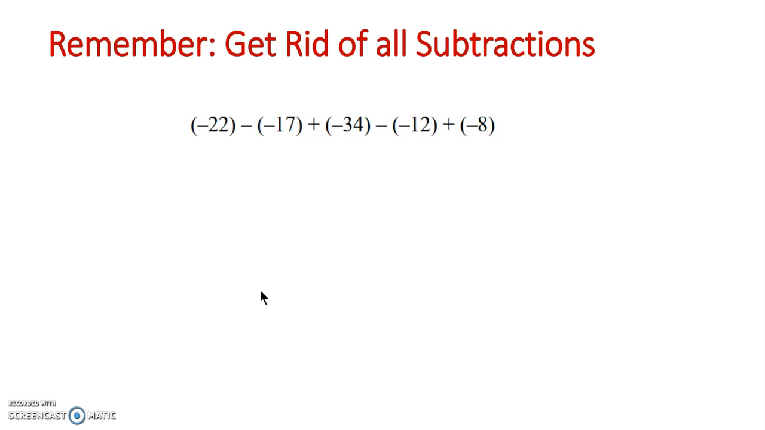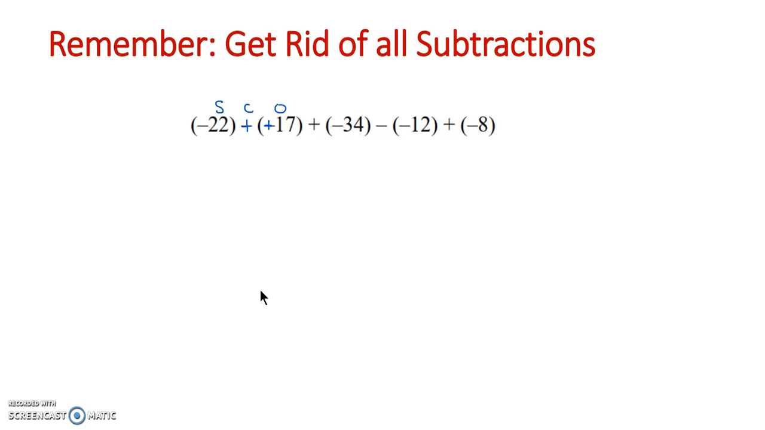So we're going to focus on the subtractions. We have -22 minus -17. So we change the subtraction to addition, and we change the next number, the -17 to a +17. We change it to its opposite. So there is our same change opposite.